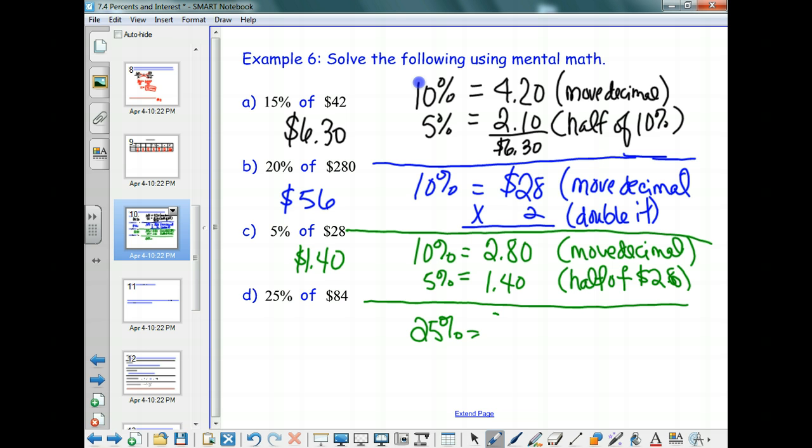But you could find 25% directly by taking your 84 and dividing it by 4. And this one actually divides by 4 very friendly to give you what? 21. Okay, so 21. I'm not hearing right today. Okay, so we divide by 4.